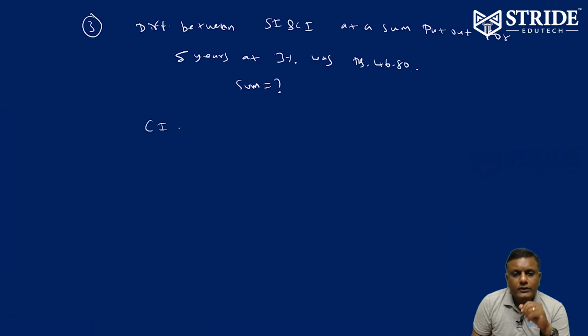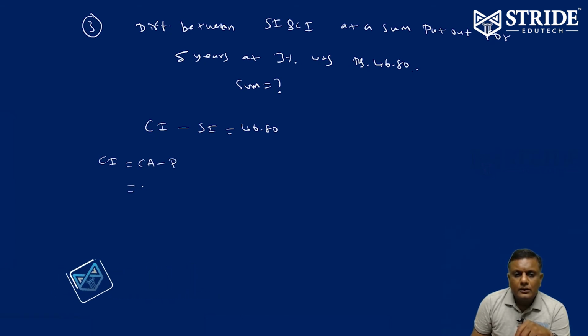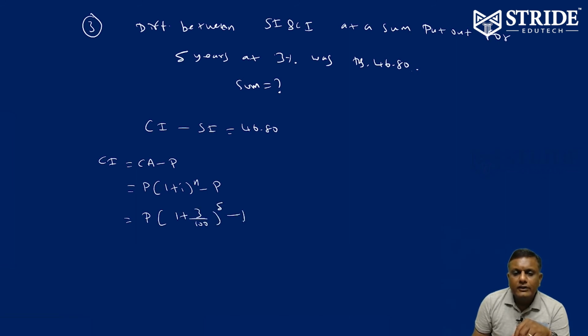the difference between compound interest minus simple interest is equal to 46.80. Compound interest formula: compound interest is equal to compound amount minus principal. Compound amount P into 1 plus I whole power n, minus principal. Here the principal is missing. I is equal to 3%, 3 by 100, whole power n is 5 years, minus P. So 1 plus 0.03 whole power 5 minus P. P into 1.03 whole power 5 minus P.